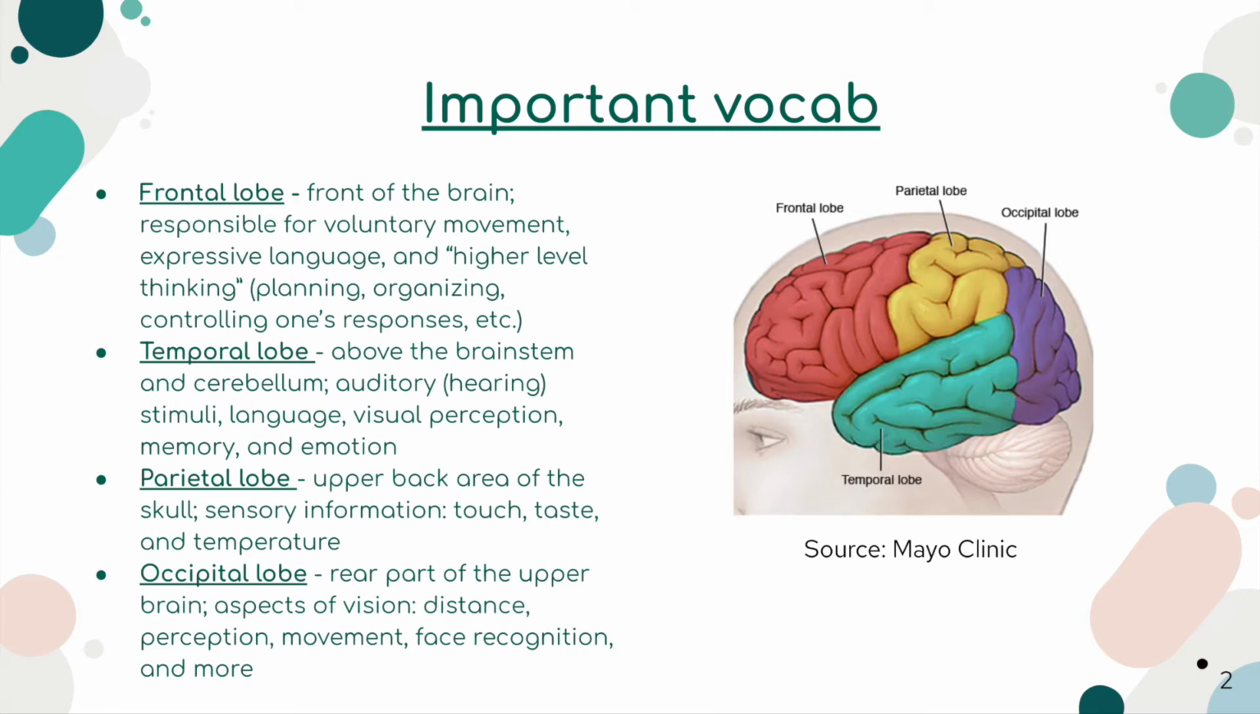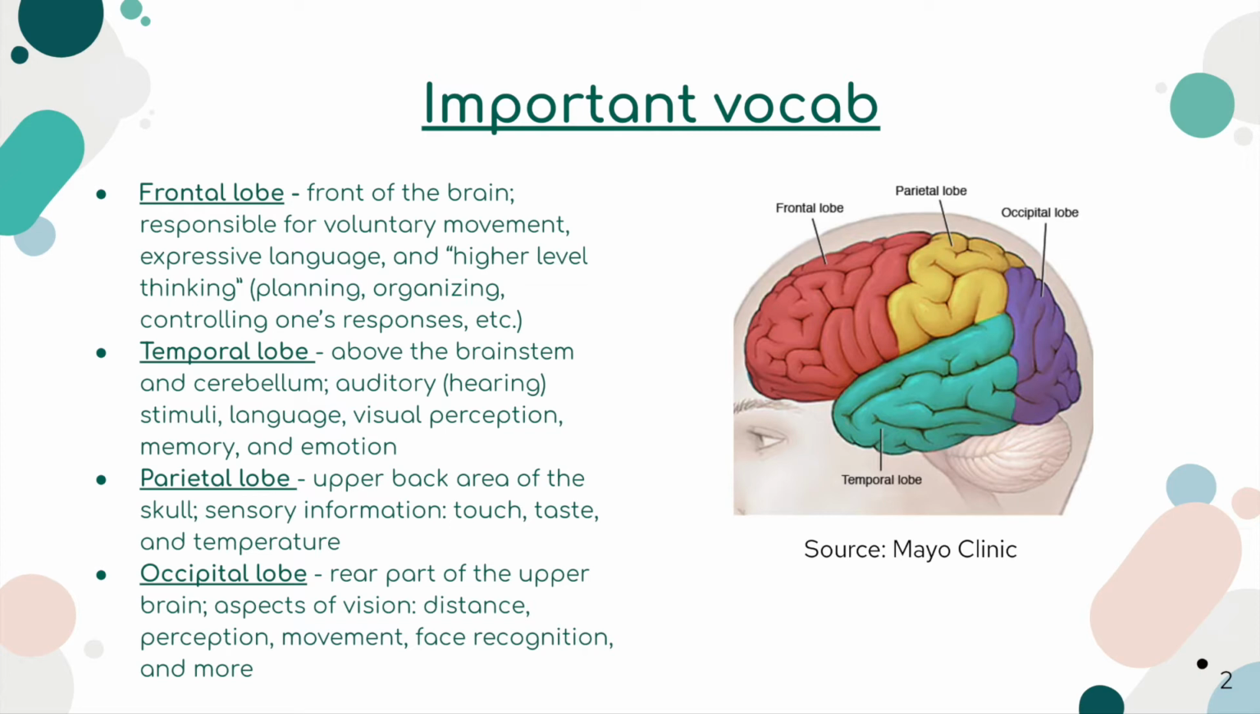This structure is located in the front of the brain, and it is responsible for voluntary movement, expressive language, and higher level thinking. This includes planning, organizing, and controlling one's responses. Next, we will visit the temporal lobe. This is located above the brainstem and the cerebellum. This region is responsible for auditory stimuli, language, visual perception, memory, and emotion.